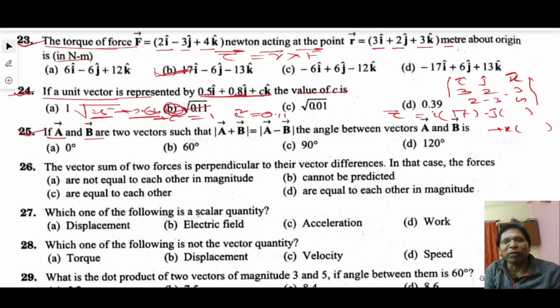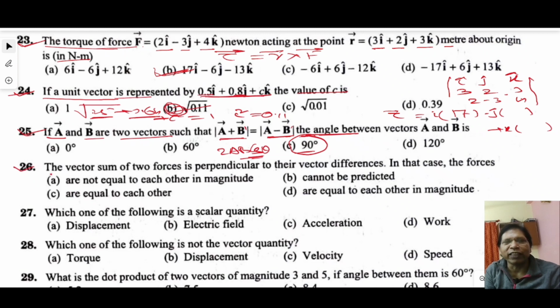Now next, question 25. If A vector and B vector are two vectors such that mod of A vector plus B vector equals mod of A vector minus B vector, the angle between them. Look at this, mod of A plus B equal to mod of A minus B if theta equals 90 degree, because here 2AB cos theta must be 0. So this happens if theta is 90 degree.